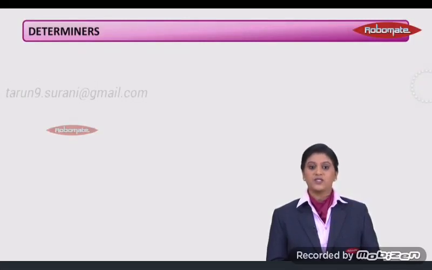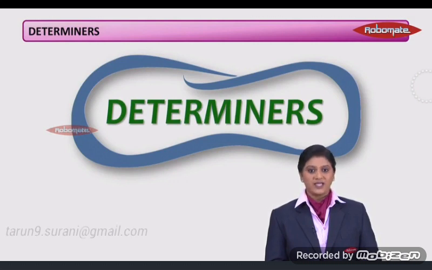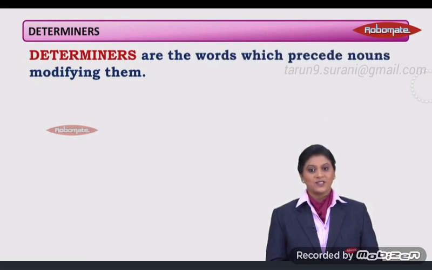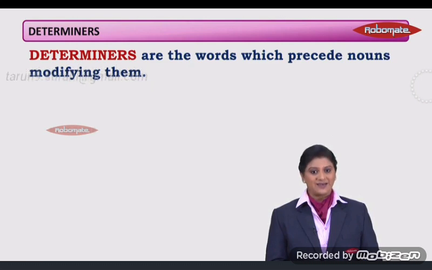And we are going to start with a new topic in grammar, determiners. In the first place, let us have a look at the definition of determiners. Determiners are the words which precede nouns, modifying them. Now, there are a lot of terms that we used in the definition. Let us have a look at them in detail.